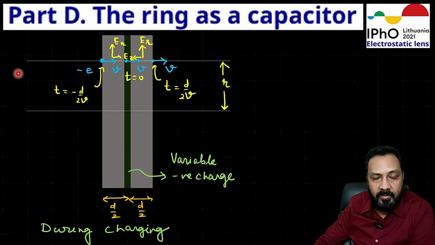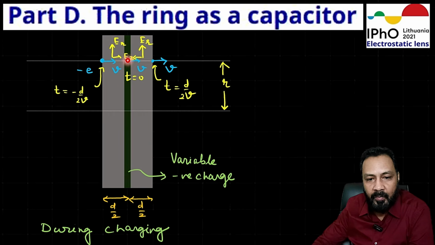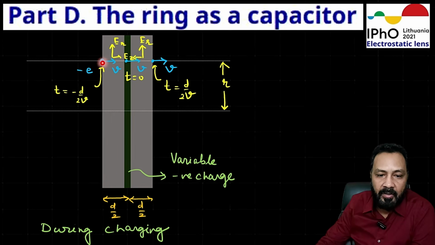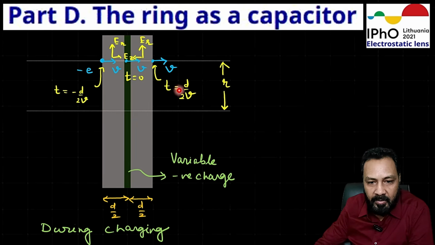But what they have said, the electron is going like that, and obviously from here it will deflect. But the moment of time t equal to 0 would be taken when it is exactly at the ring, that is t equal to 0. From here to here, the total time would be d by v. So from here to here, d by 2v. So this is the entry point, this is the exit point. This time is t equal to 0. So when the electron enters the active region, the time would be minus d by 2v. And when it leaves the active region, the time would be d by 2v.